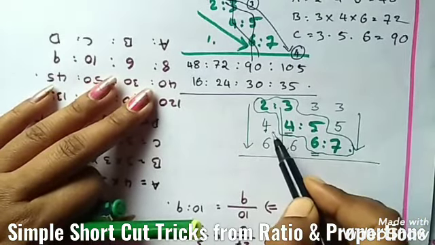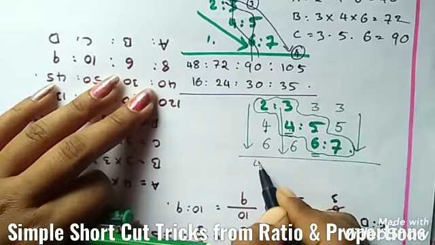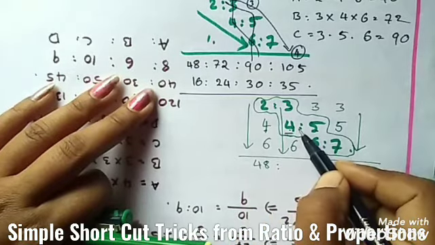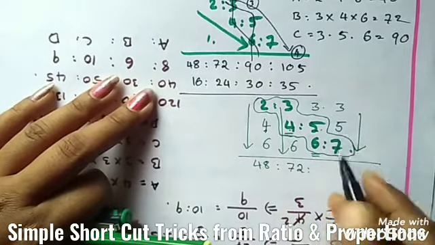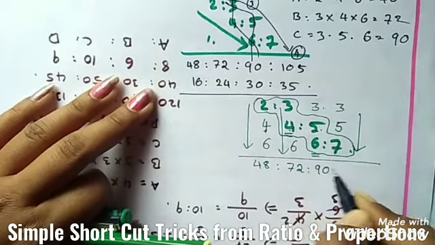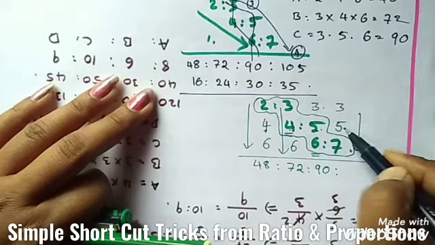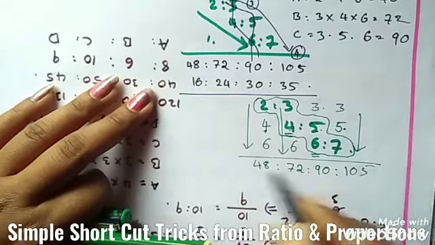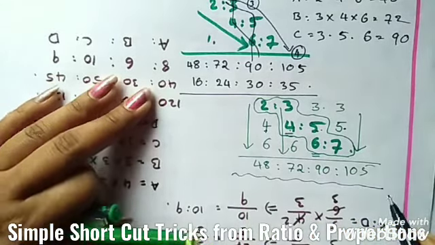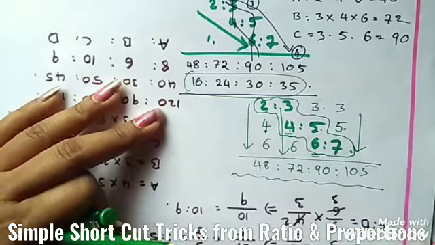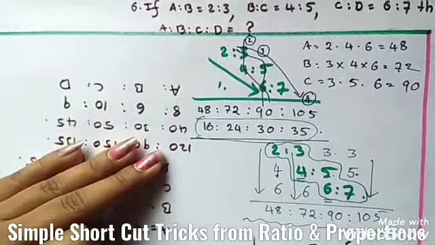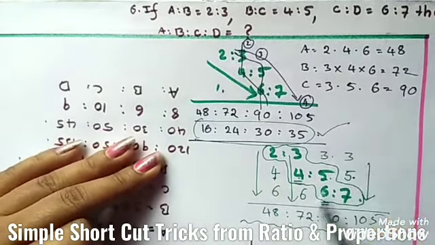Simply 2 4s are 8, 8 6s are 48, 3 4s are 12, 12 6s are 72, 3 5s are 15, 15 6s are 90, 3 5s are 15, 15 7s are 105. So the same answer we should get here. Then if you simplify, you should get simply this answer. Now the ratio of A is to B is to C is to D is this one.